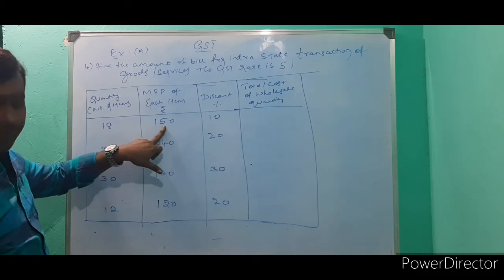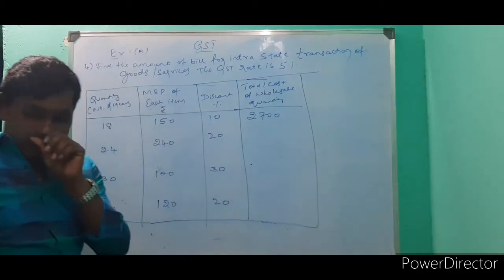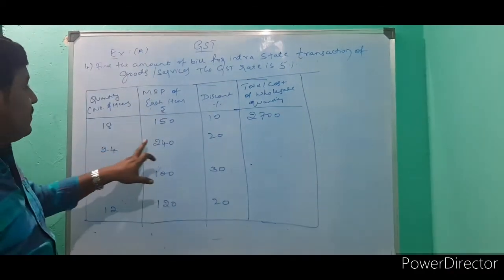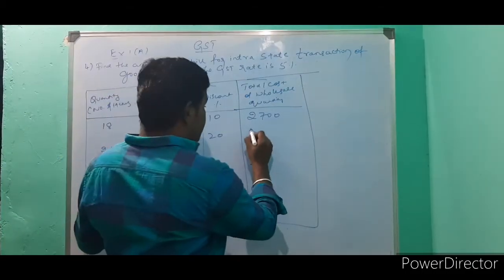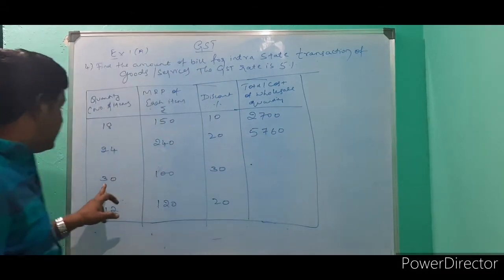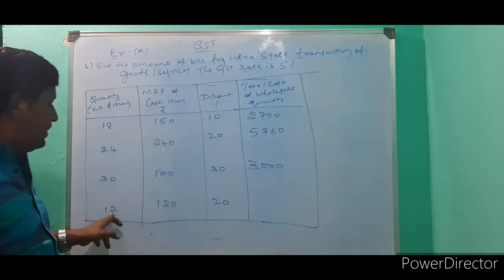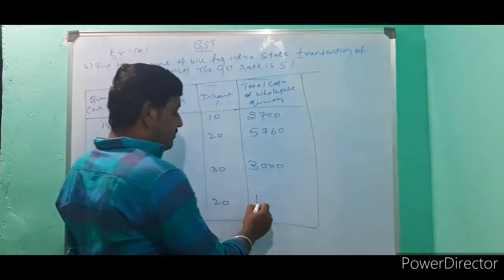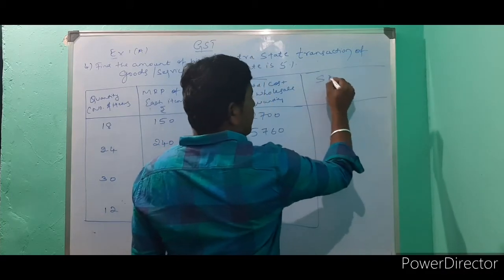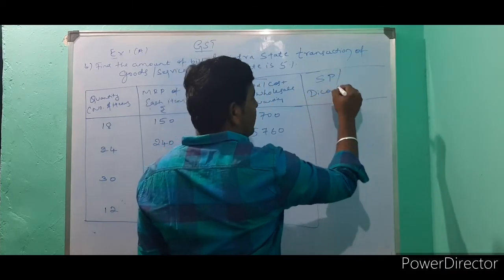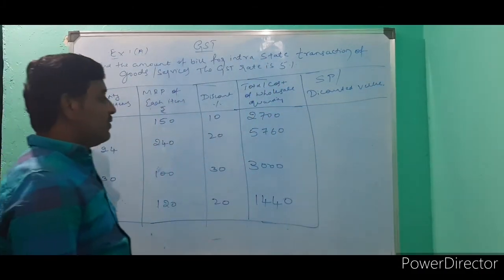If you multiply 18 into 150, you will get 2700. If you multiply 24 into 240, you will get 5760. If you multiply 30 into 100, you will get 3000. Then 12 into 120 is 1440. Now we can find the selling price or discounted value on this wholesale quantity.